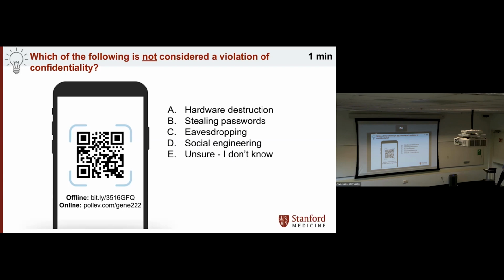Right. So 60% hardware destruction, and that's the right answer, because it's all about destroying the system. It's more about availability and not confidentiality. But I see social engineering. Social engineering is again about unauthorized access, could be. So that's part of the confidentiality.